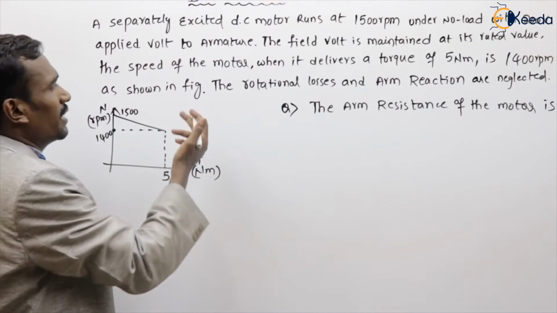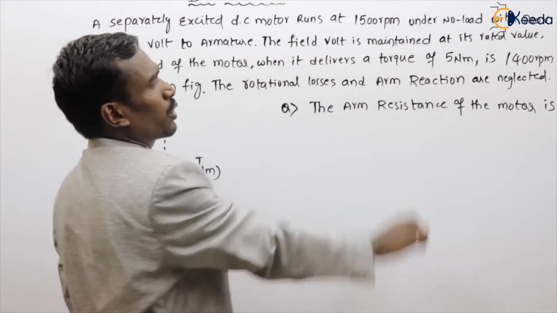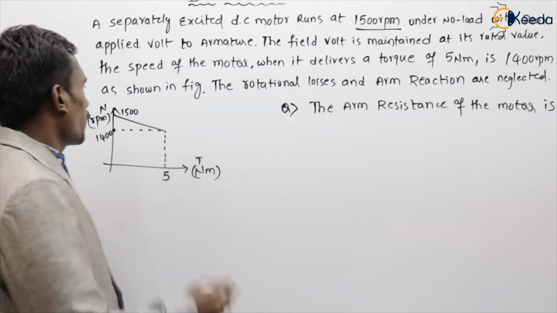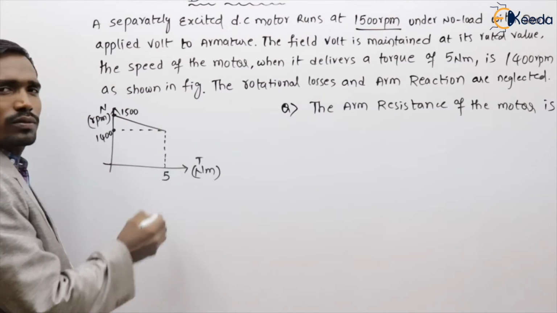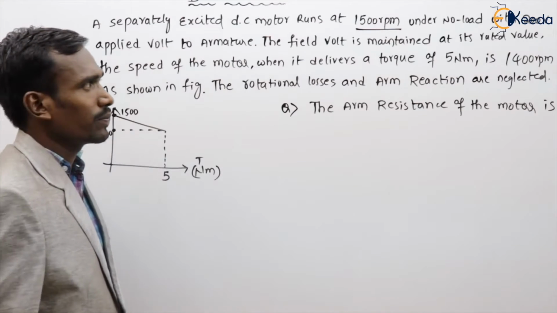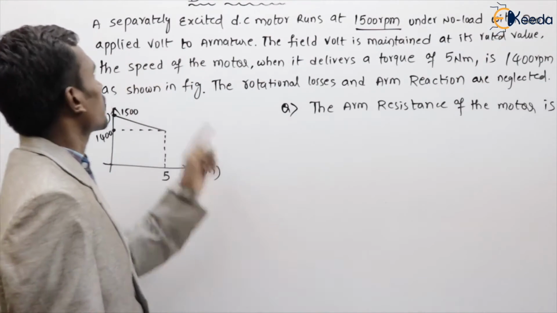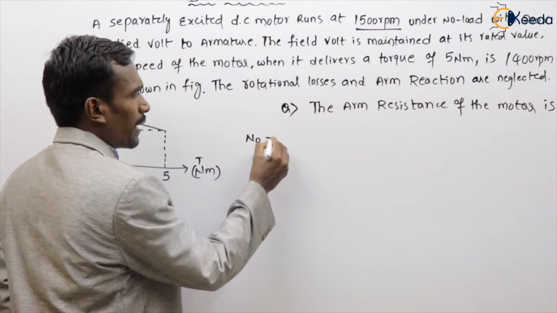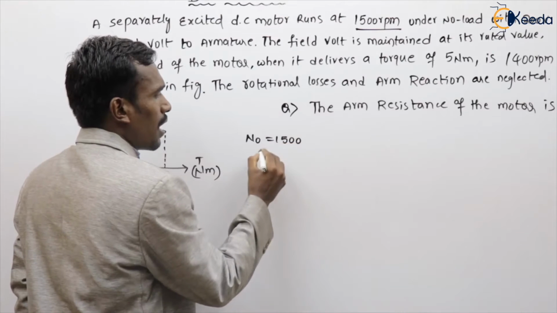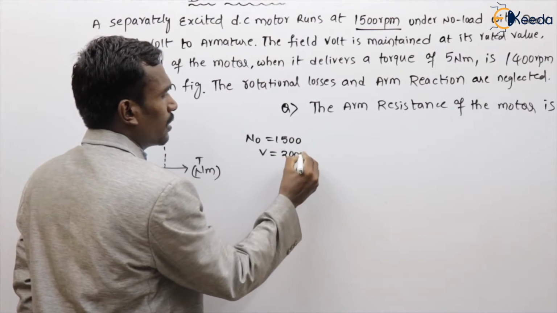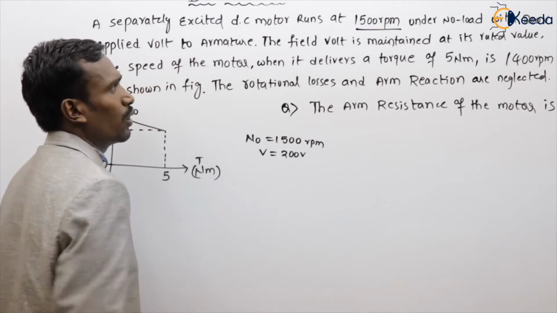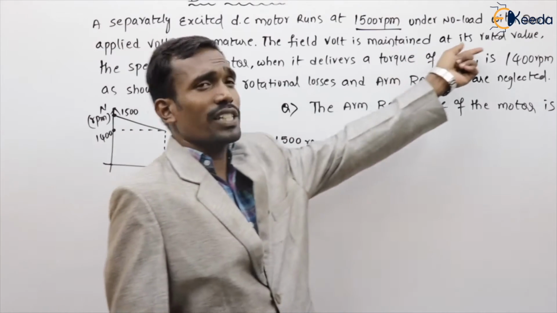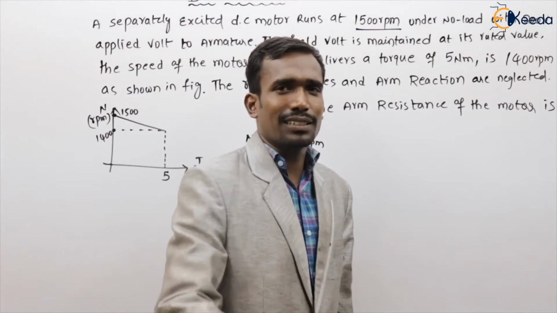So let's see here. A separately excited DC motor runs at 1500 RPM under no load, with 200 volts applied voltage to the armature. They gave the no load speed of 1500 RPM and applied voltage of 200 volts. The field is maintained at rated value. There is no change in field excitation, nothing but the flux is the same.